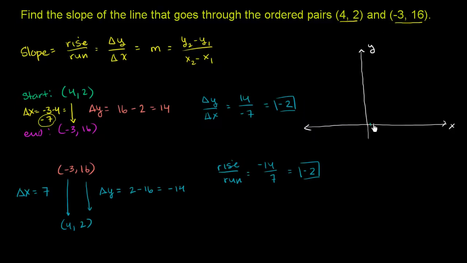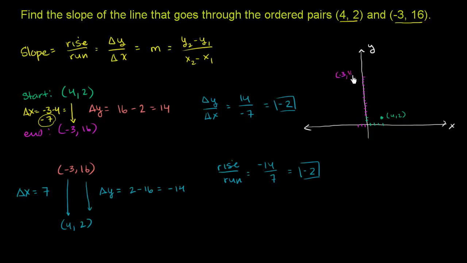So we have 1, 2, 3, 4. It's 4 comma 1, 2. So 4 comma 2 is right over here. Then we have the point negative 3 comma 16. So let me draw that over here. We have negative 1, 2, 3, and we have to go up 16. So this is 2, 3, 4, 5, 6, 7, 8, 9, 10, 11, 12, 13, 14, 15, 16. So it goes right over here. So this is negative 3 comma 16.